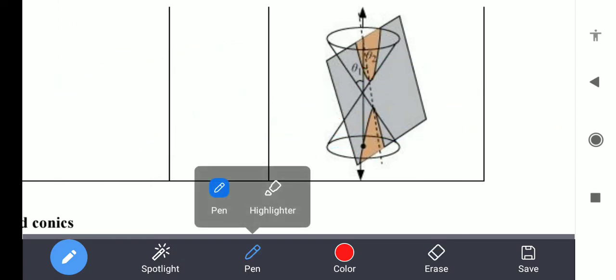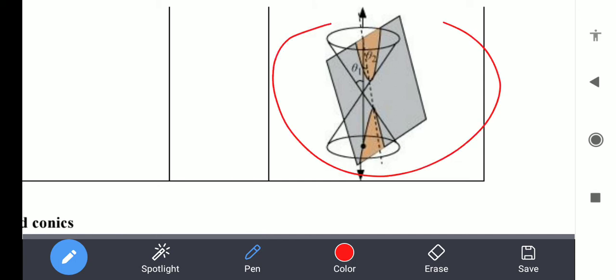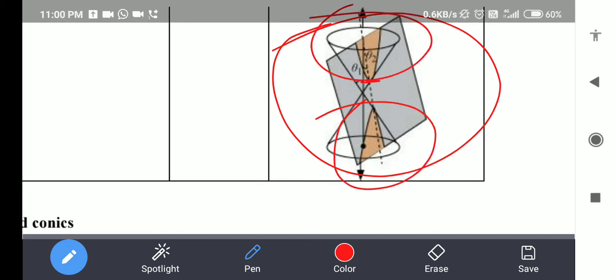The plane entirely cuts the two nappes, and here theta 2 is a small angle, greater than 0 degrees but less than theta 1. The shape is a hyperbola.